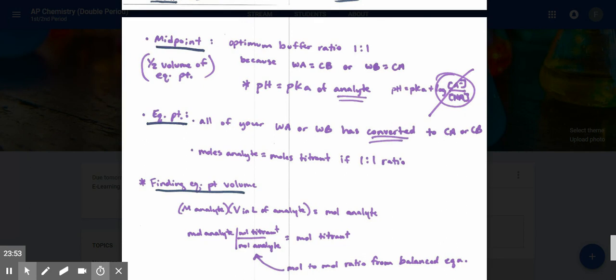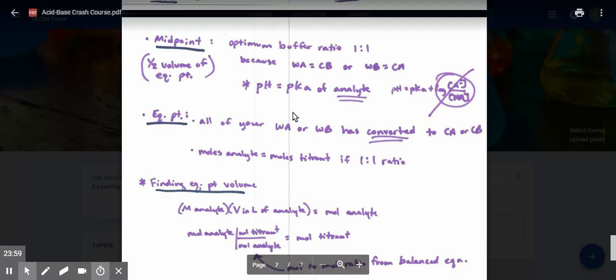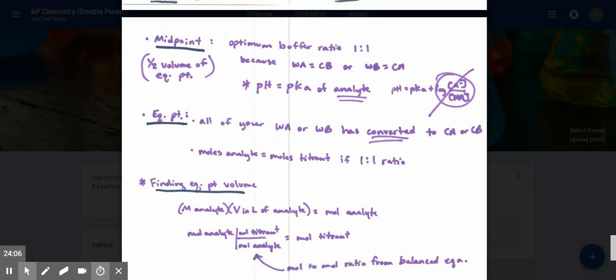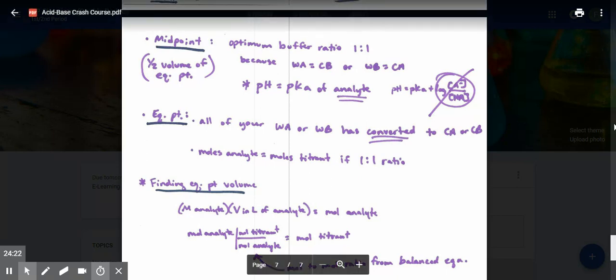So pH equals pKa. Now remember that this is of my analyte that my pKa is equal to. At the equivalence point, all of your weak acid or weak base has converted to conjugate acid or conjugate base. So if it's a weak acid, all of that weak acid has converted to conjugate base. If it's a weak base, all of that has converted to conjugate acid. Also, if your titrant and your analyte is a 1:1 ratio, and where I find that is from the mole-to-mole ratio from the balanced equation, if it is a mole-to-mole 1:1 ratio, then the moles of the analyte is equal to the moles of the titrant there.